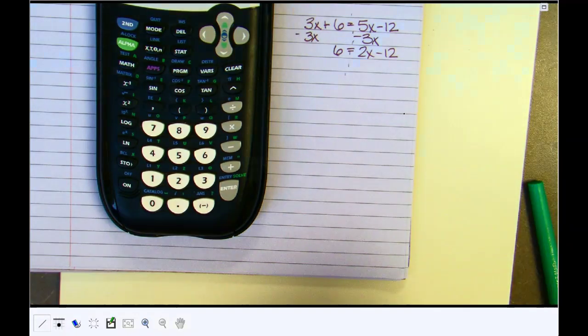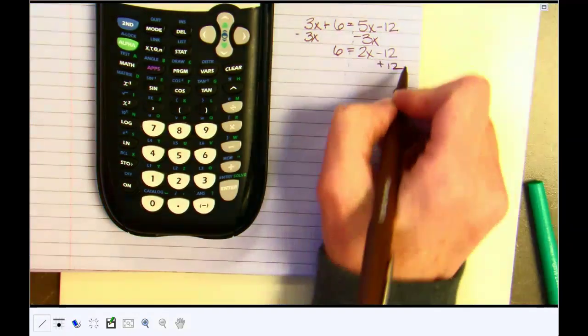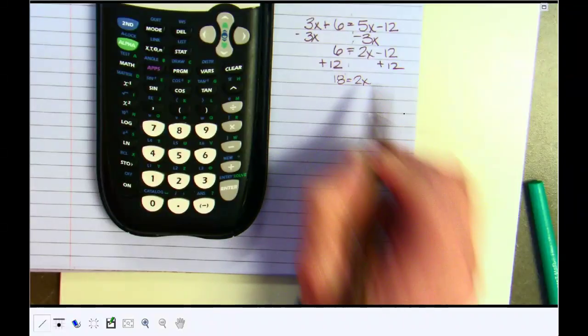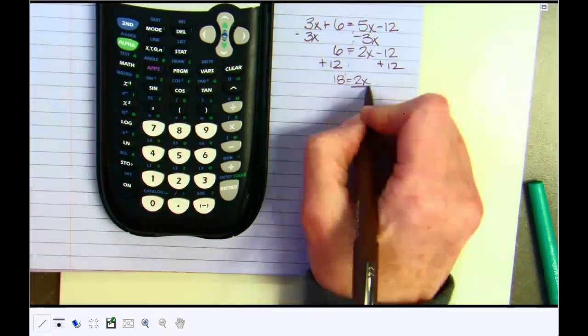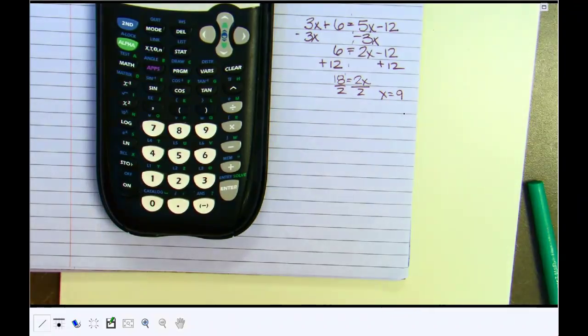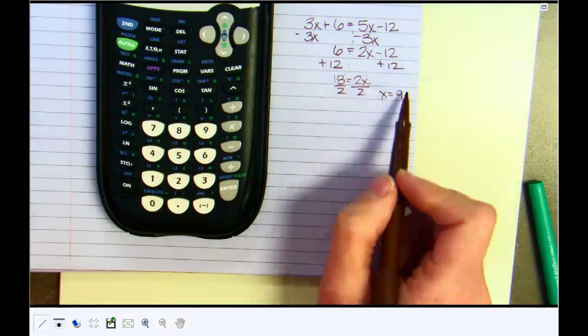Plus 12 to both sides. So this is 18 equals 2x. Divide by 2 to get x equals 9. You could subtract the 5 there. You could have added the 12 first. You could have subtracted the 6 first. And as long as you're doing mathematically legal steps, you'll still come out with x equals 9.